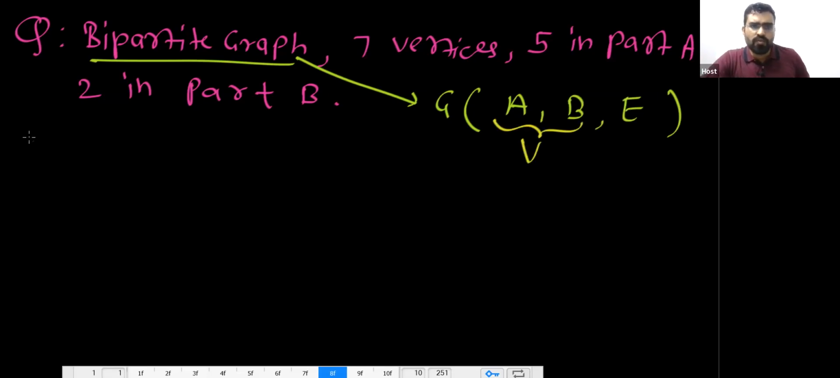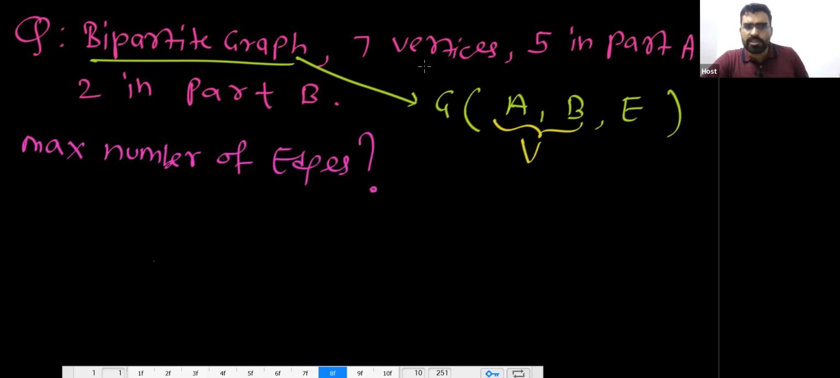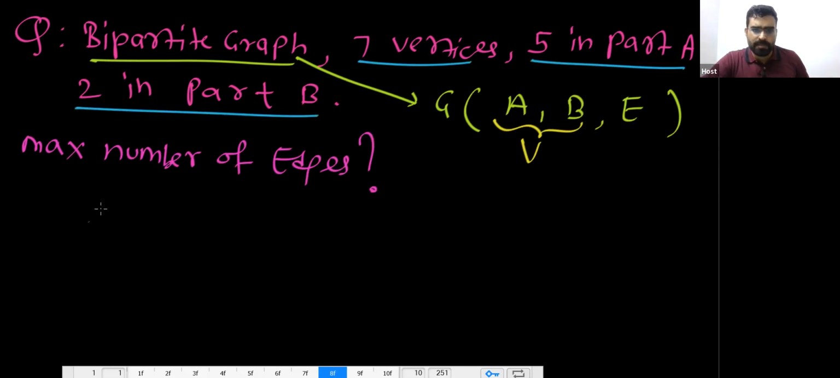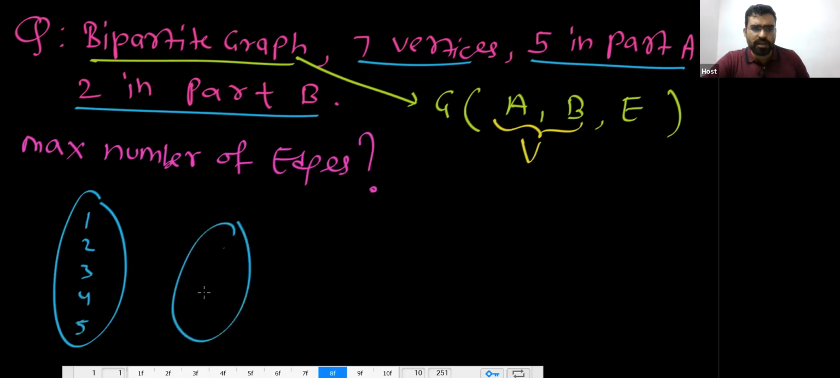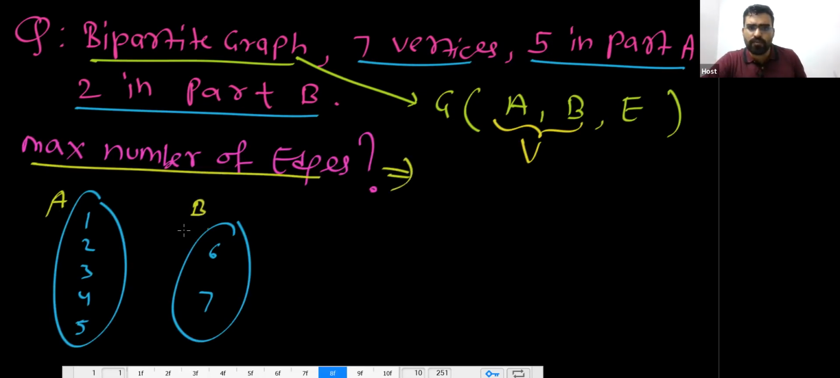Now tell me, what is the maximum number of edges for this question? We have a total of 7 vertices, 5 in part A and 2 in part B. So in this part you have 5 vertices, and in this part you have 2 vertices. This is your part A, this is your part B. For this question, the answer will be 5 into 2, which is 10.